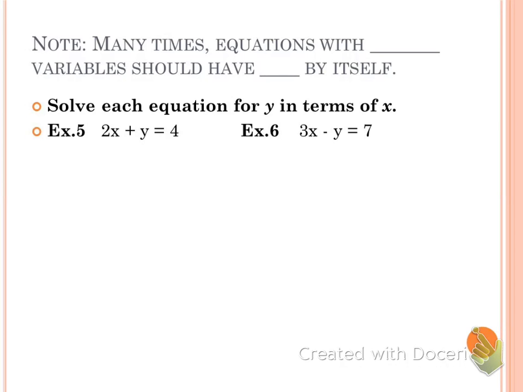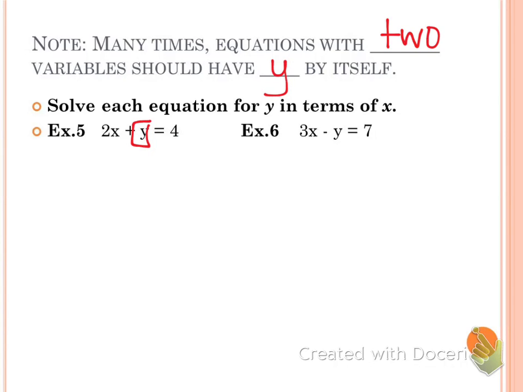All right, note, many times equations with 2 variables should have y by itself. This is not always a requirement, but it will usually make our lives easier, especially when we start moving into graphing. So we are aiming to get y by itself. We haven't really done a whole lot like this before. We're trying to solve for a variable, but we have another variable still in there.